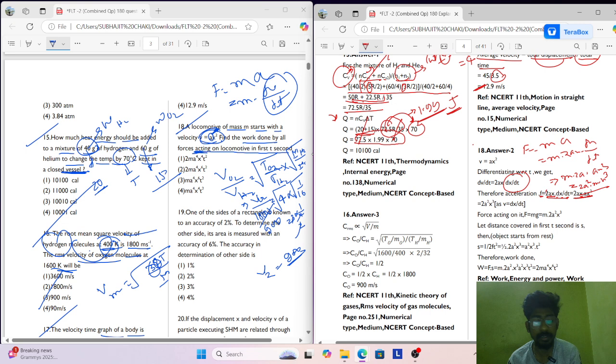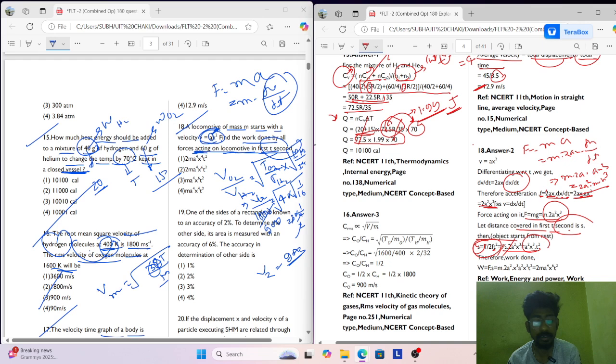Acting on the first t seconds, you have to calculate. For the first t seconds, the displacement formula is half a t square. So from this you are getting half into this 2 will cancel out. This a is the acceleration, which you already know. So from now we have to calculate the work done.